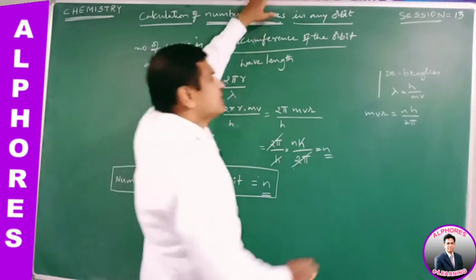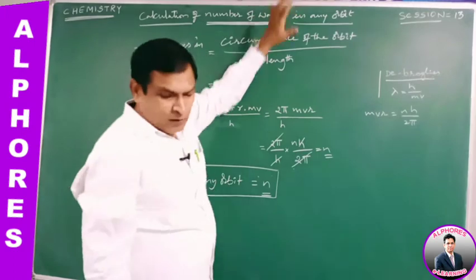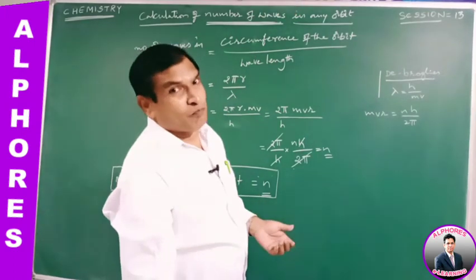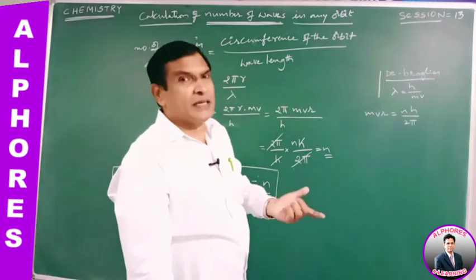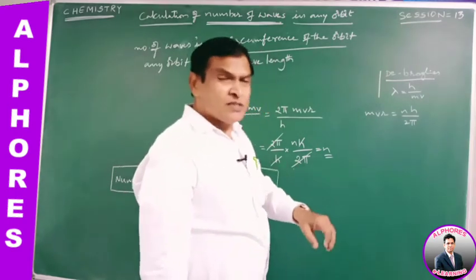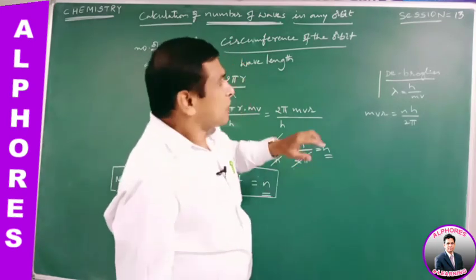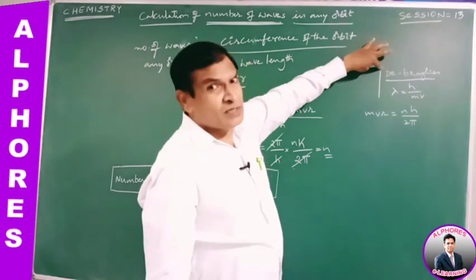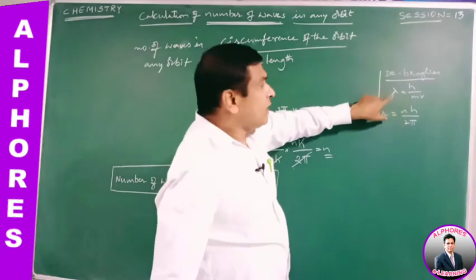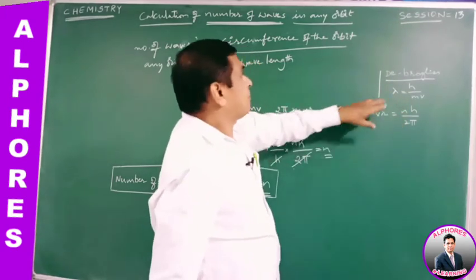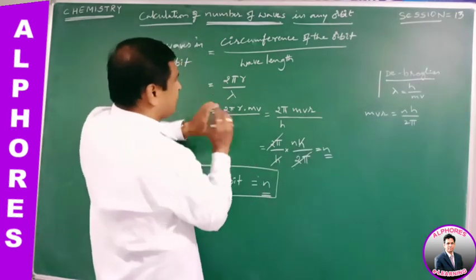Now, according to de Broglie theory, he explained the dual nature of the particle. Any particle under motion possesses dual nature, that means particle nature as well as wave nature. That is the concept of de Broglie theory, which we will discuss in detail later. Now lambda is equal to h by mv, so in place of lambda we have to substitute h by mv.